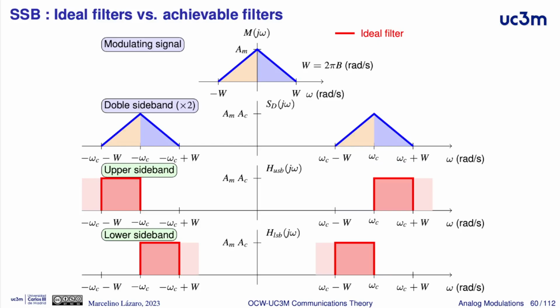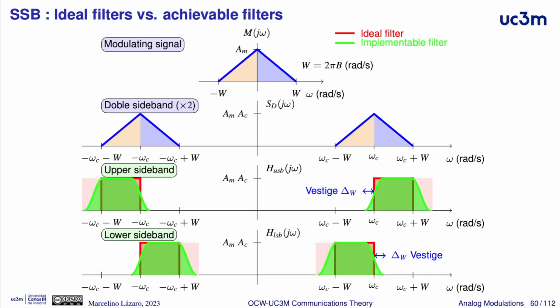Theoretically, everything works nice, but in practice, it is necessary to implement these filters, and it is not possible to implement a filter that instantaneously varies from 0 to 1 at a specific frequency, in this case omega c, or that varies from 1 to 0 at this frequency, at omega c. It's not possible to implement filters with this instantaneous transition from 0 to 1 or from 1 to 0. It is only possible to implement filters with a smooth transition about omega c.